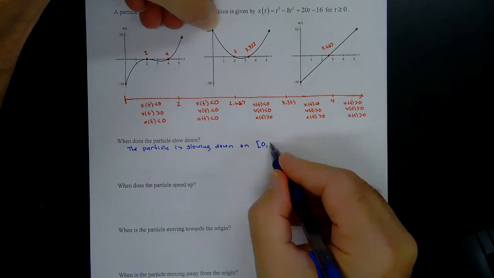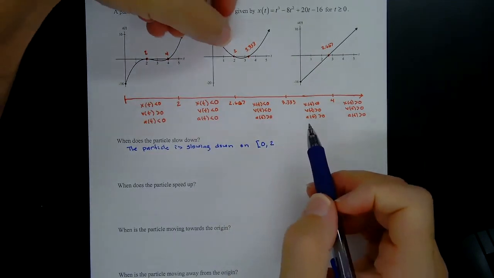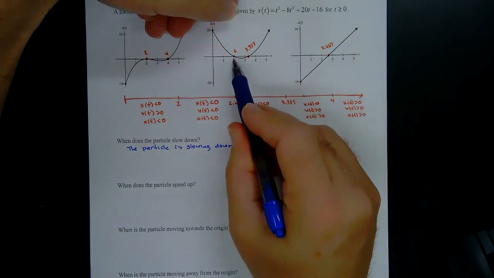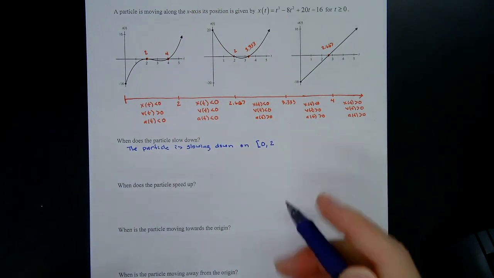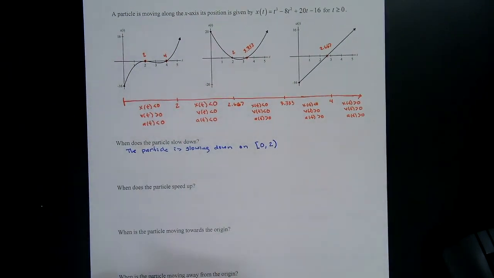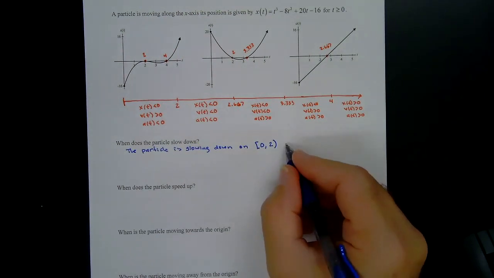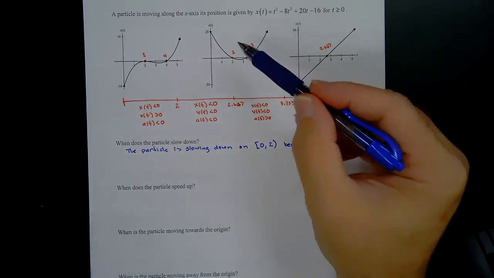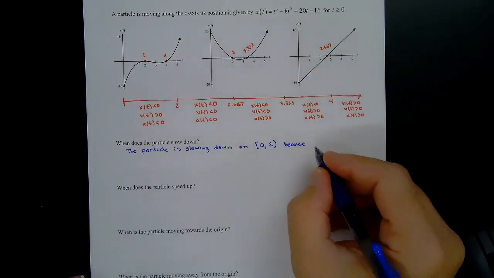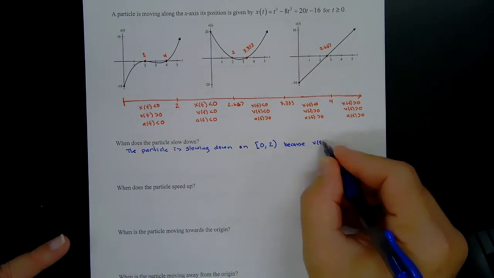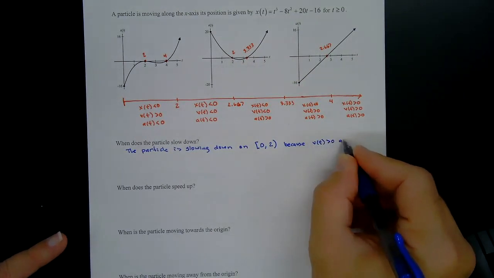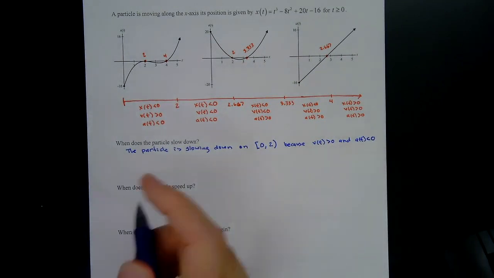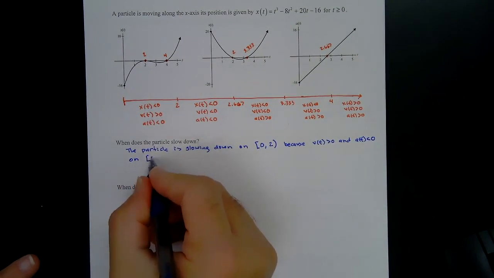So 0 to 2. Now at 2, do we include it? Well, at 2, the acceleration is negative, but over here the velocity is 0. Well, it's not opposite signs then, right? So we're not going to include 2. And it's because the velocity is positive, but the acceleration is negative, because v of t is greater than 0 and a of t is less than 0 on the bracket 0 to 2.